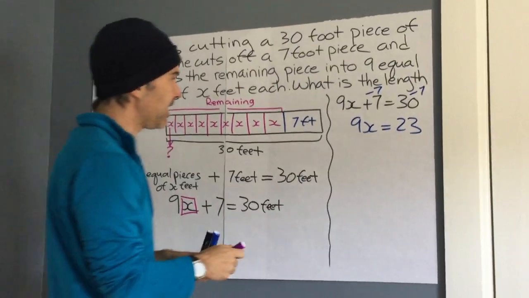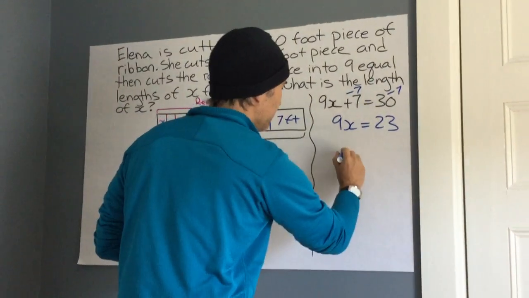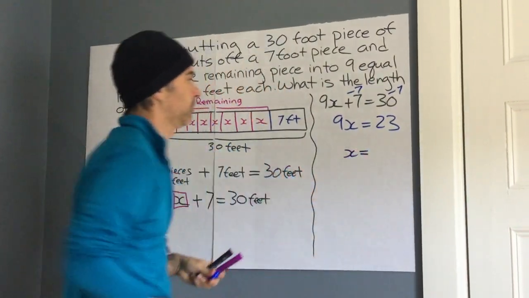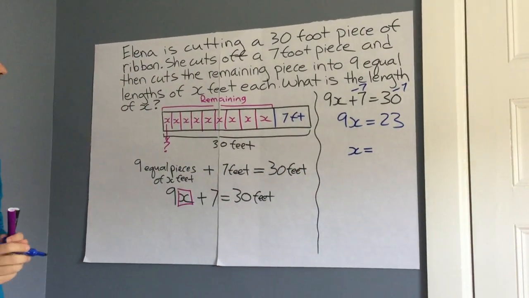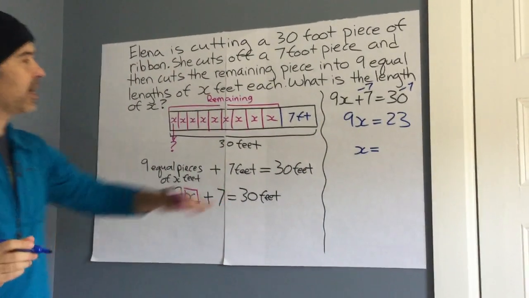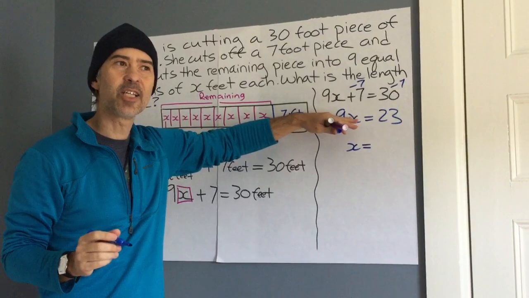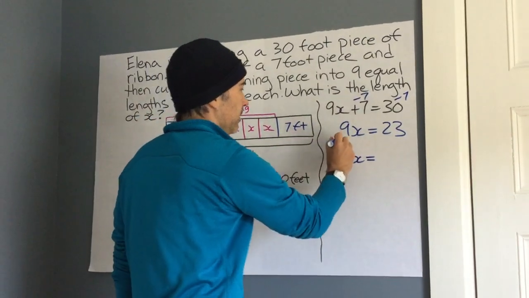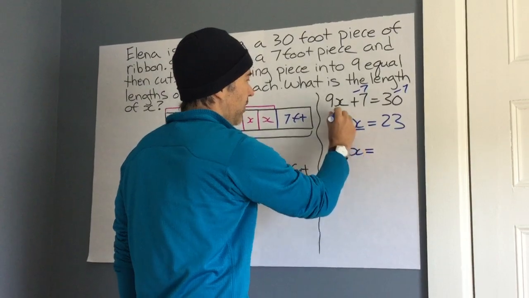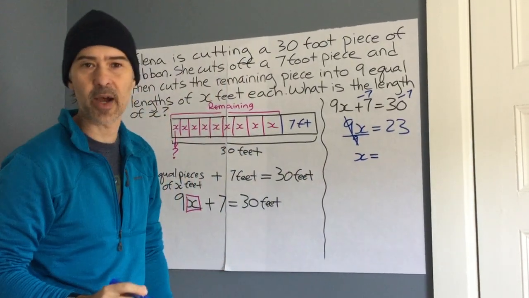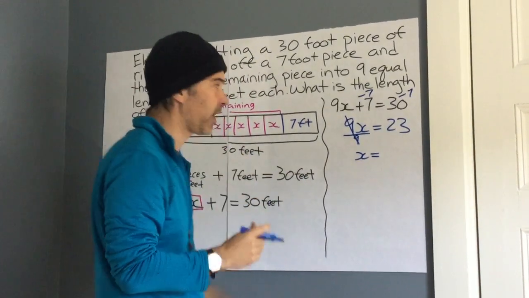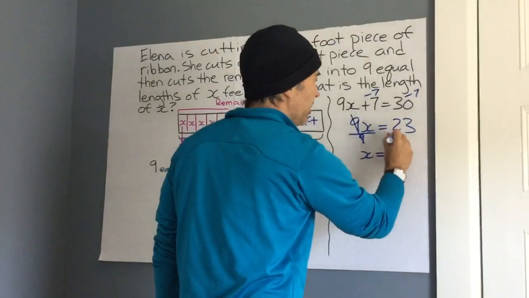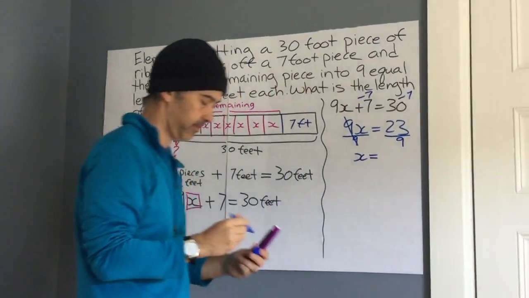Now, I need to know just x. How do I get this x? It's 9 times x. How do I get the x by itself? I divide by 9. 9 divided by 9 is 1, goes away, left with x. What's 23 divided by 9?